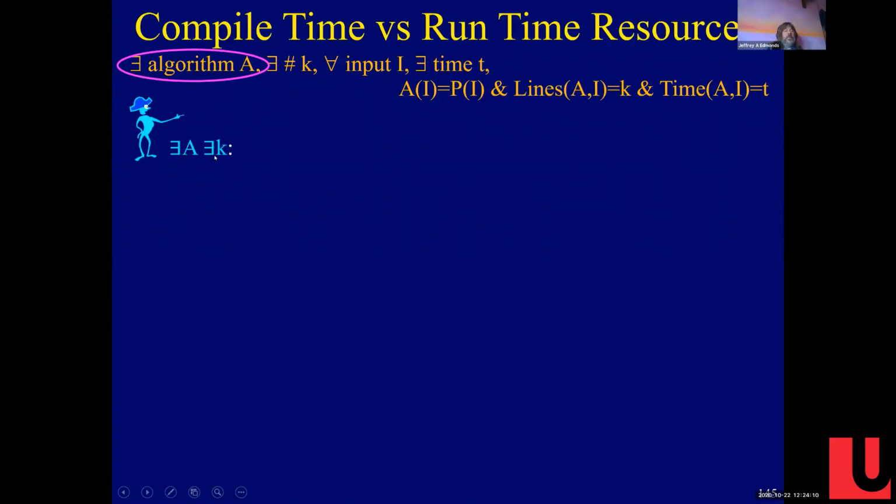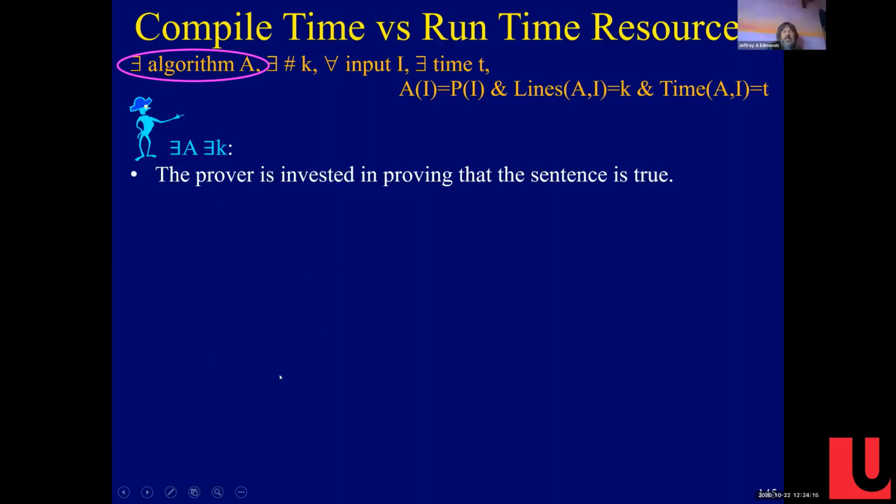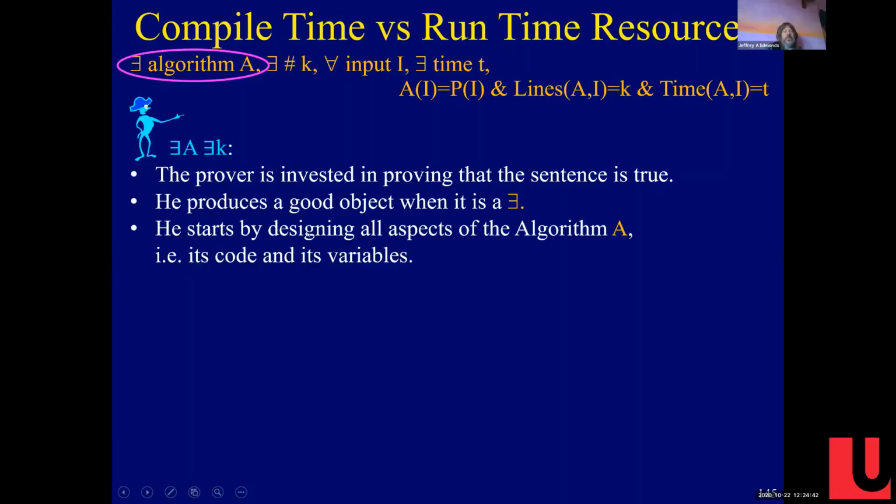There exists an algorithm. There exists a K, right? So this is the answer I gave for the 2001 exam. I said, well, there exists a K, there exists an A. The prover is invested in proving that the sentence is true, right? Maybe this was a 2001 assignment for this term even. I don't remember. All right, so the prover is invested that this is true. The prover gets to decide the exists. The prover starts by designing all aspects of the algorithm, its code and its variables.